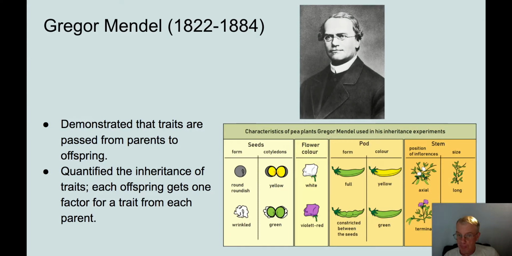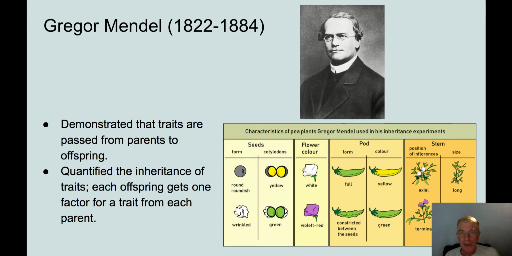Gregor Mendel is famous. You guys learned about him in biology class. He demonstrated that traits are passed from parents to offspring. He quantified the inheritance of traits. Each offspring gets one factor for a trait from each parent. He actually worked at the same time that Darwin did, but Mendel knew that Darwin was doing some important work, and Darwin never learned about Mendel's work, and it might have made a rapid change in our understanding of biology at the time.